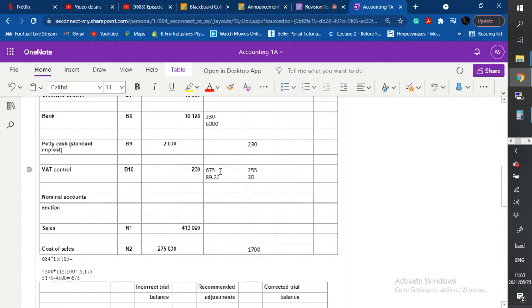They say round to the nearest rand. No, they didn't say that here. Okay, so cool. Can leave that as is. Then, so we've recorded the input VAT bit.